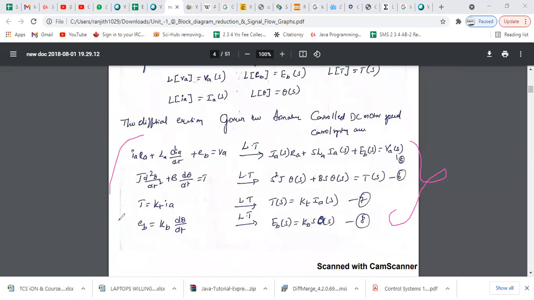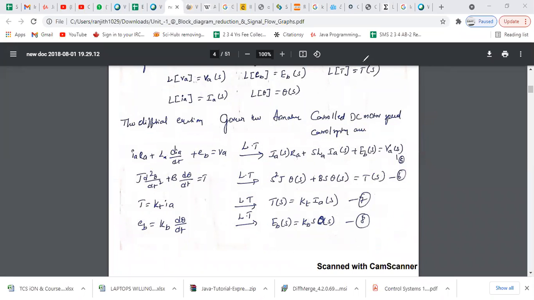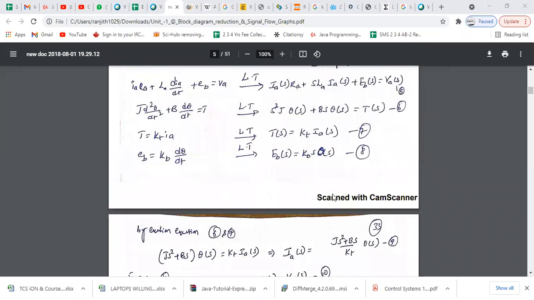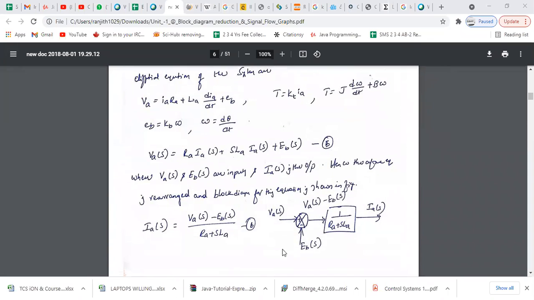So first we derive the differential equations from the circuit, and we are converting these equations into algebraic equations using Laplace transform method. And by using these four different algebraic equations, now we are drawing the section for each equation, and we are interconnecting those four sections to obtain the overall block diagram, right? Now we are considering those four equations, right?